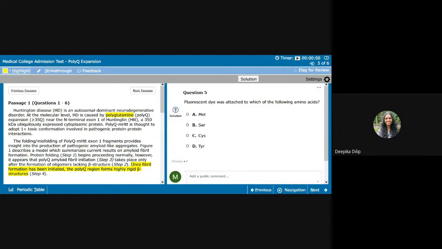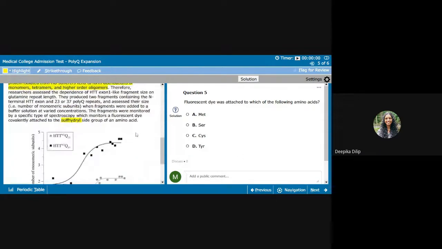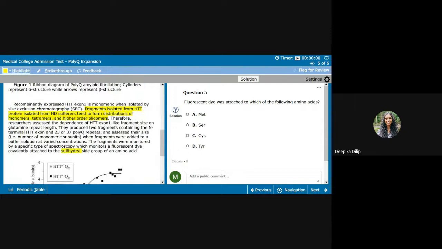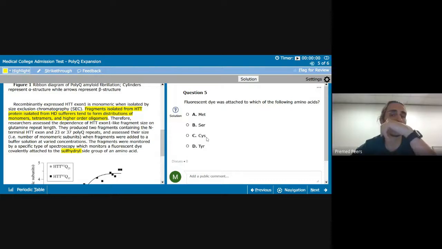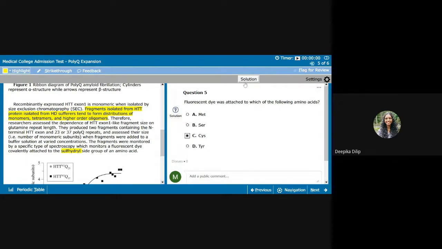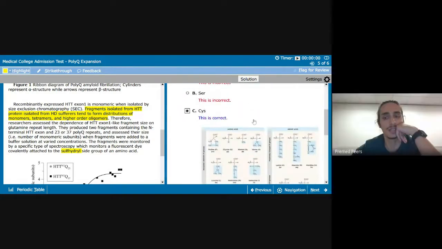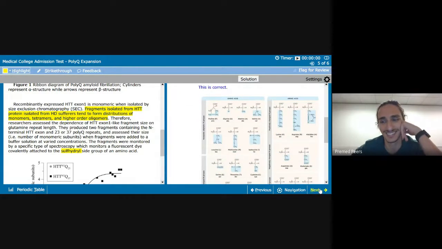Last, can we go to the end? That's the paragraph that mentions it. Sulfhydryl, so it has to have some sulfur. So cysteine or methionine, right? Then it's most likely cysteine, especially with all the mention about beta structure, if I have to guess. So you think it's C? Yeah, I think. Yay. All right.